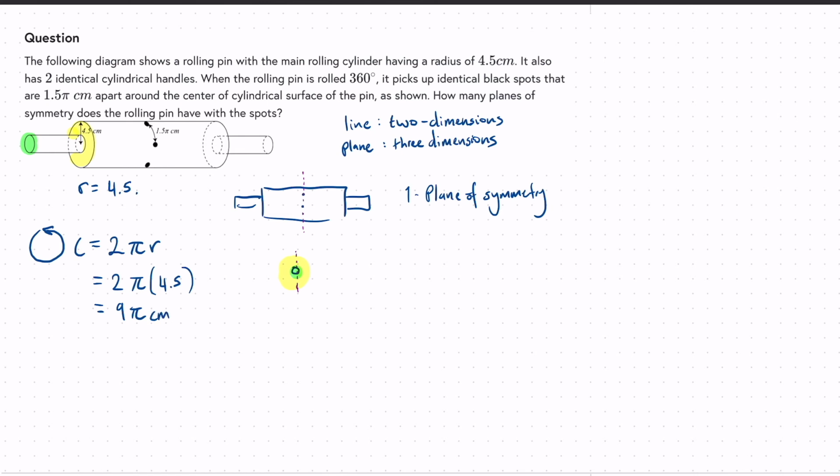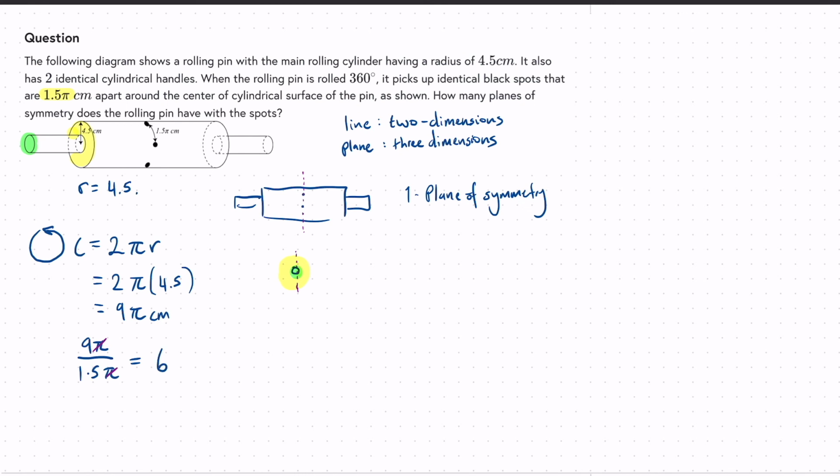The second part is to ask how many dots there are, and that's determined by how far apart they are. So they are 1.5 pi apart, right? So how many are we going to have? Well, we're going to have 9 pi, my circumference, over the spacing between the dots, which is 1.5 pi. 9 divided by, well, these pi's cancel out. 9 divided by 1.5 is equal to 6. So I have 6 black dots.